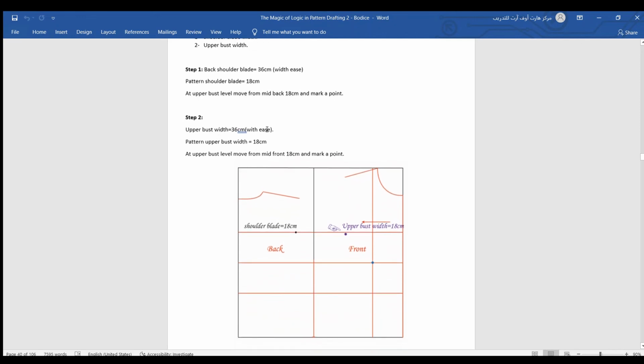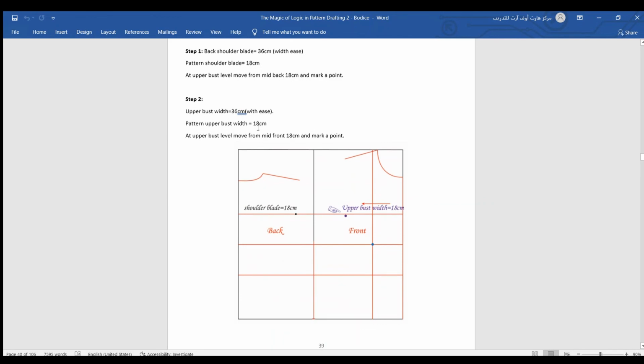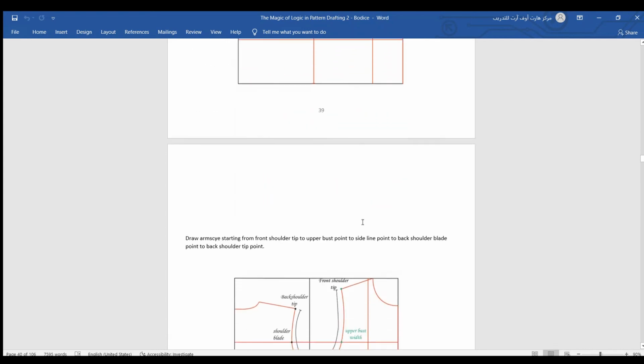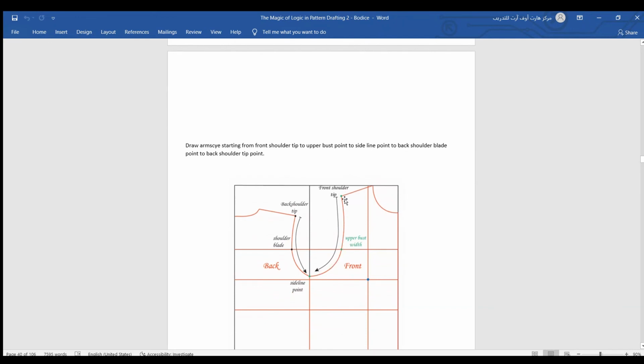The upper bust width measured 36 centimeter with ease, so half of it also will be 18 centimeter. So we have to go from the mid front all the way here and place a point. I don't know why this point is moved, but it should be on the line. So yeah, 18 centimeter, and we'll place a point. And then we'll draw the armscye starting from the shoulder tip toward this point, toward the sideline length, toward the shoulder blade, and to the back shoulder tip. And by so we have drawn the armscye.